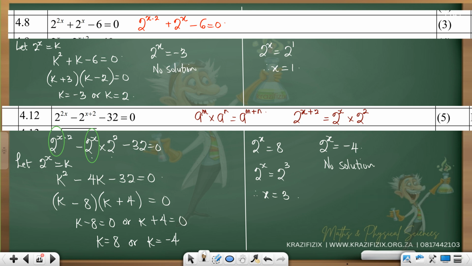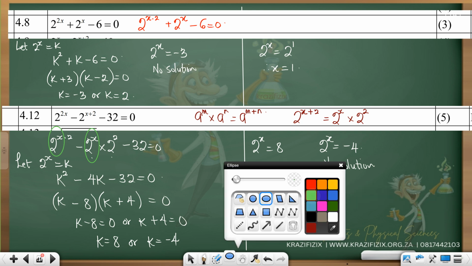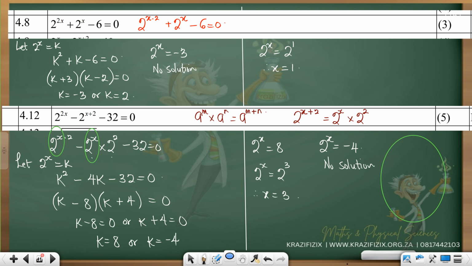Put this down for me, guys. Let's put something down. A to the power x will always be greater than 0. As long as the base is positive, you will never get a negative answer.